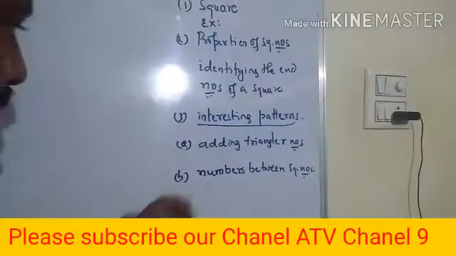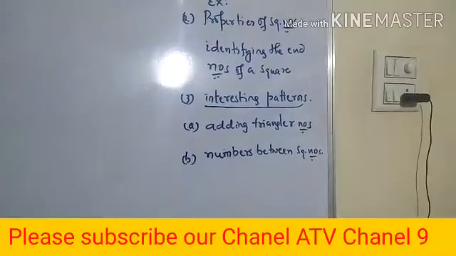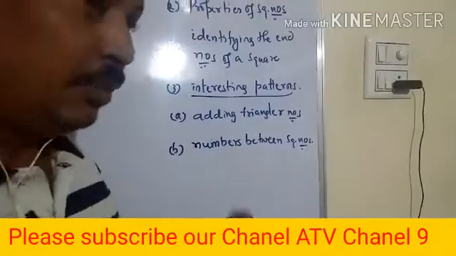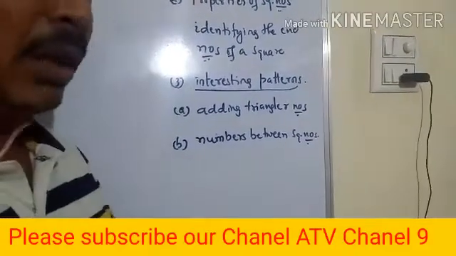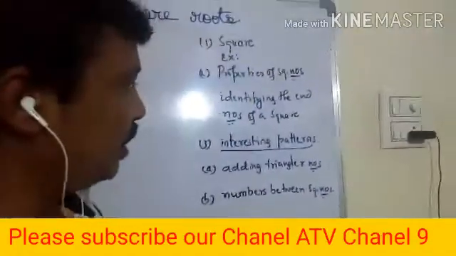Within that, I will explain how adding triangular numbers we will get a square number, how it is possible, and also how to find how many numbers there are in between two square numbers. So this much I will cover in this video.